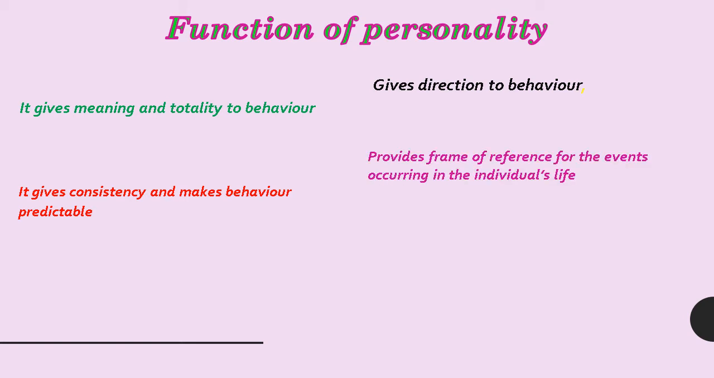It also provides a framework of reference for the events occurring in an individual's life. So whatever is happening in our life, it gives a reference that this person is going to behave in this way, and not only in the present. How he is going to behave in future can also be predicted. And also we can know why he is behaving in this way under this particular condition by knowing his past.